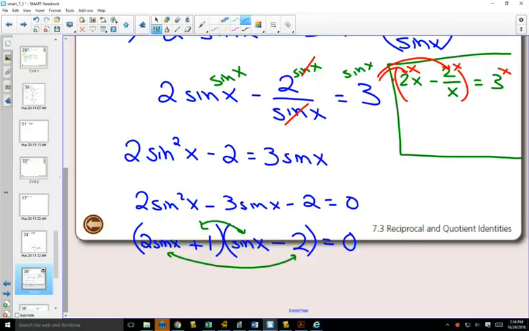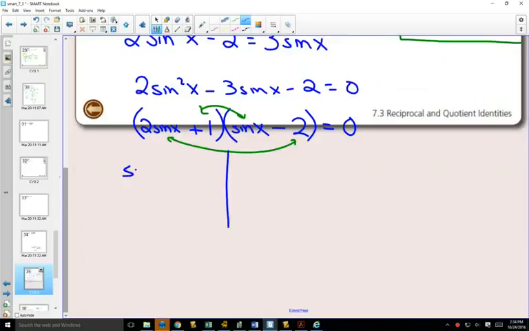Now that we've factored this, this means that sine x could equal -1/2, or sine x could equal 2. Is 1/2 on your pie plate? What family? Pi over 6. What quadrants? 3 and 4. So we'd have 7 pi over 6 and 11 pi over 6.